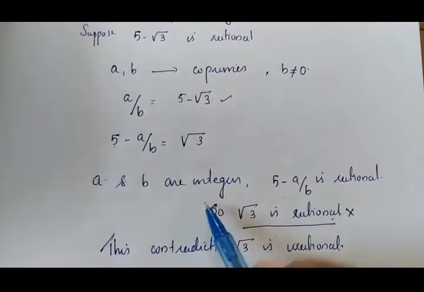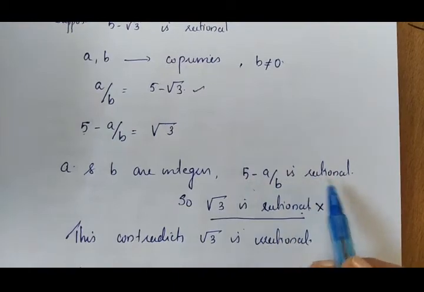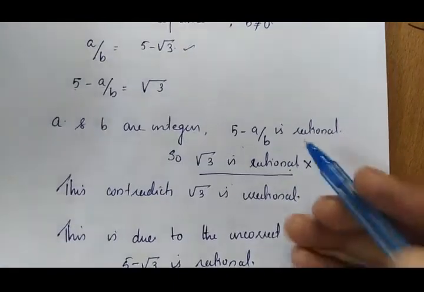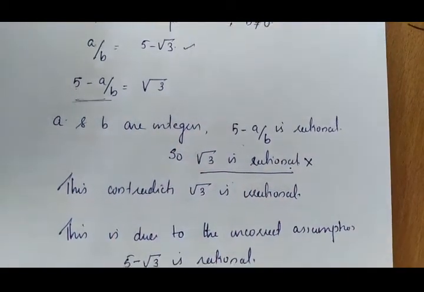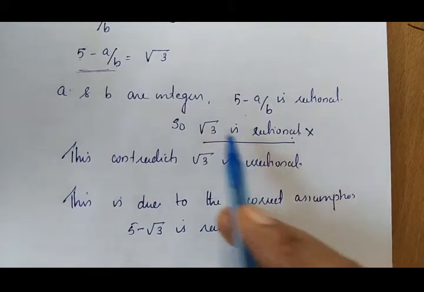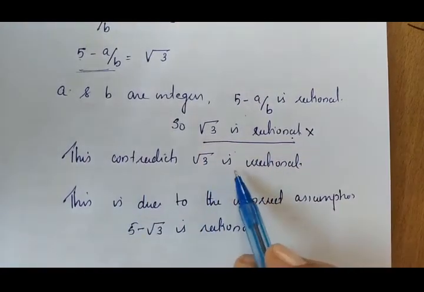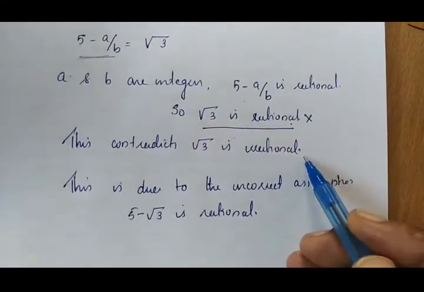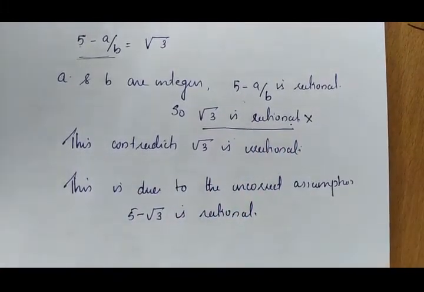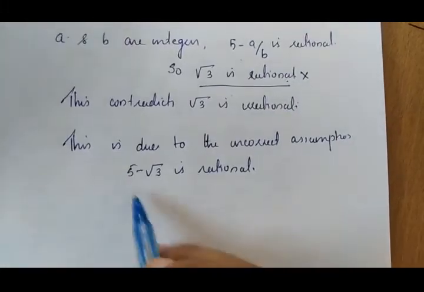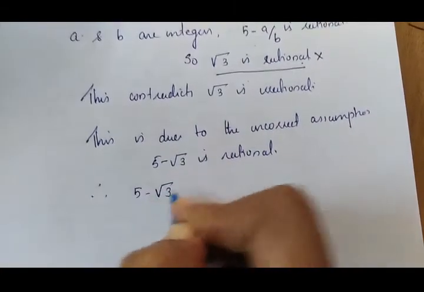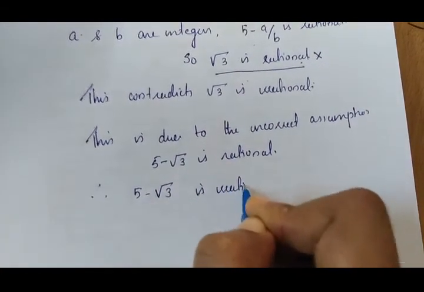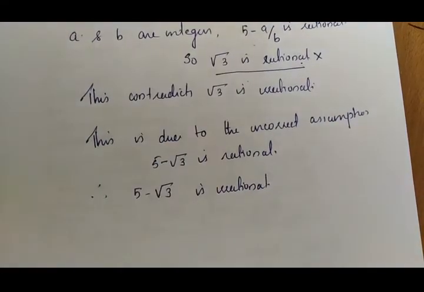Here a and b are integers, hence 5 minus a by b is rational. If 5 minus a by b is rational, root 3 is also rational. But we already know that root 3 is irrational. So this contradicts root 3 being irrational, because of the incorrect assumption that 5 minus root 3 is rational. Therefore, we can say that 5 minus root 3 is irrational.